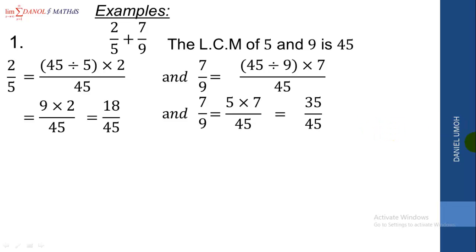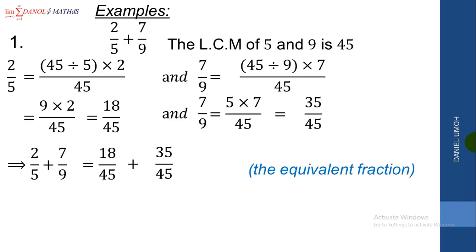Okay, from here, we can now say that it means that 2 over 5 plus 7 over 9 is equal to 18 over 45 plus 35 over 45. You can see that these two fractions are now having the same denominator. Of course, this is the equivalent form. So from here we can advance. We can now add them together.